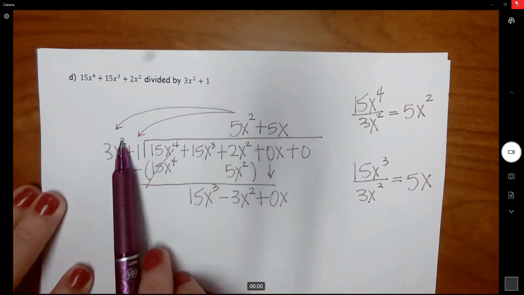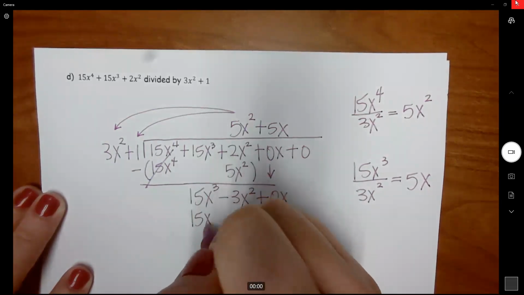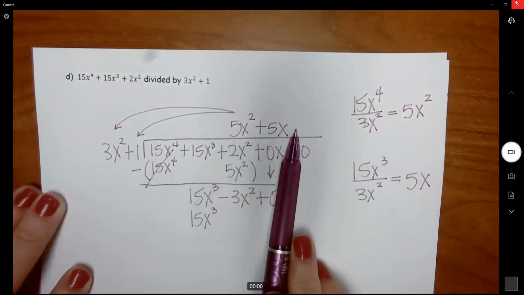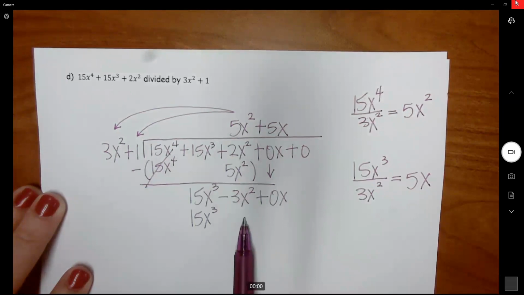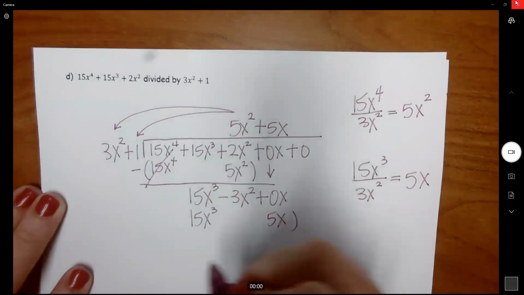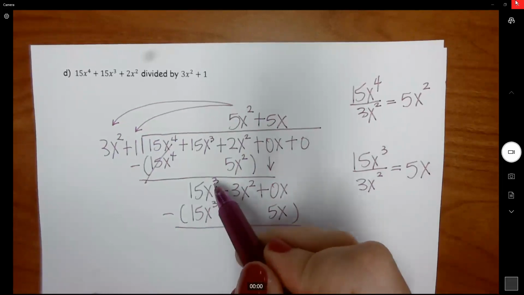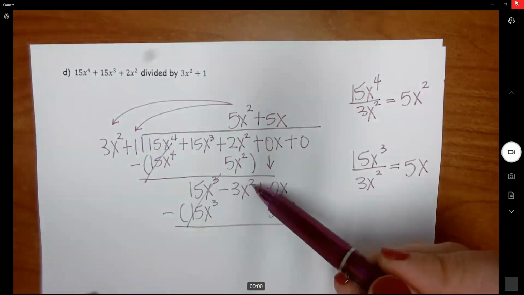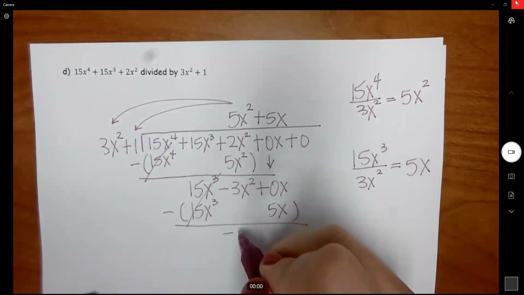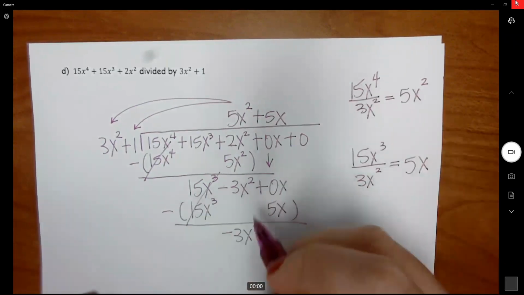5x times 3x squared is 15x cubed. So that needs to come here. 5x times 1 is 5x. So don't put it under your x squared. Put it under your x column. And now subtract everything. 15x cubed minus 15x cubed cancels. Negative 3x squared minus nothing doesn't change. And 0 minus 5x is a negative 5x.